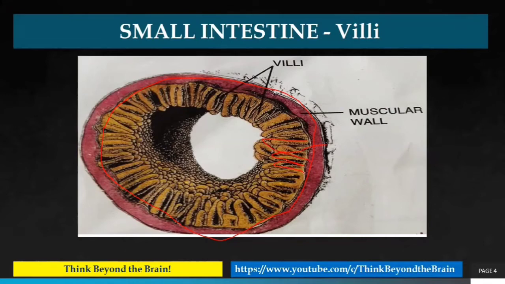Now what do villi do? Villi take the nutrients left out with the food. If some nutrients are left in that food pulp, the paste called chyme, the villi take them and give them to other vessels, to the veins, so that they can carry those nutrients and vitamins to the parts of the body that need them. So this is the process of the villi.